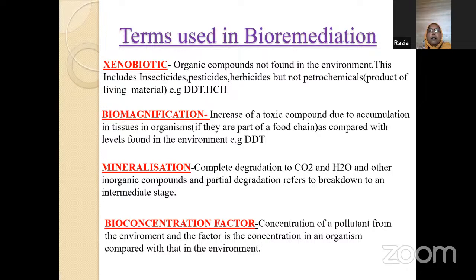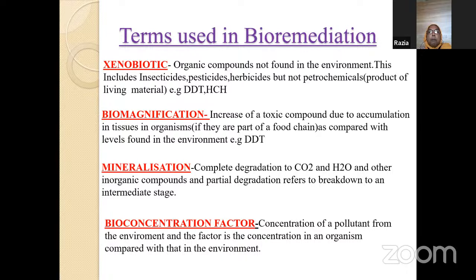The second term, biomagnification, is just an accumulation of toxic materials in the tissue of organisms. Mostly DDT is found in various plants and organisms, and it has entered the food chain. Third one, mineralization. Mineralization is the complete breakdown of a toxic pollutant and liberation of CO2 and H2O, thereby zero existence of the chemical toxicant molecule and complete elimination from the environment.